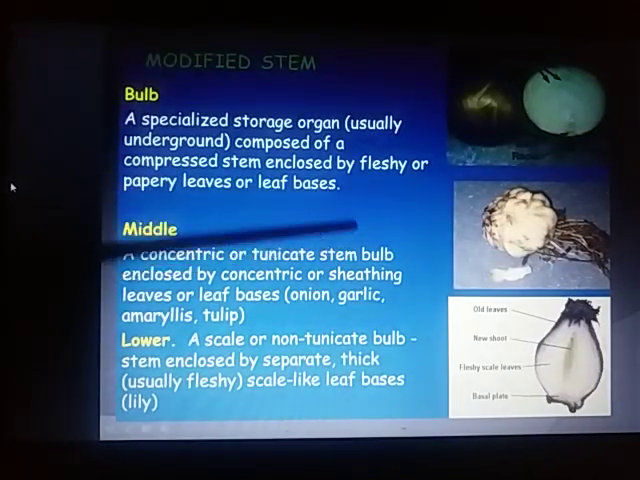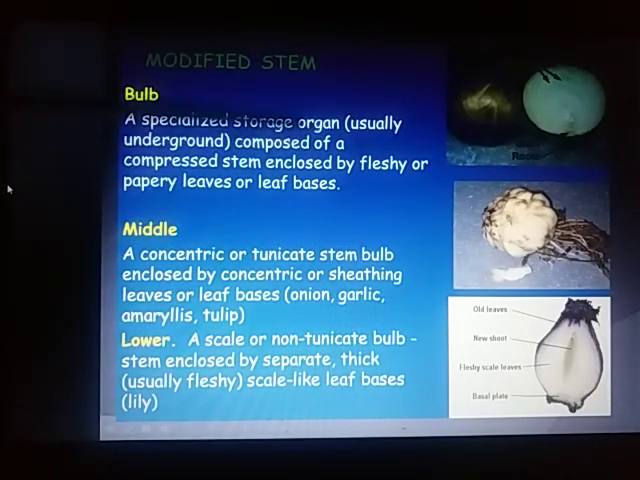So once again, you are watching the bulbs there. That is the last among the underground stem modifications. As I said earlier, once again: the rhizome, the corm, the stem tuber, and the bulb.